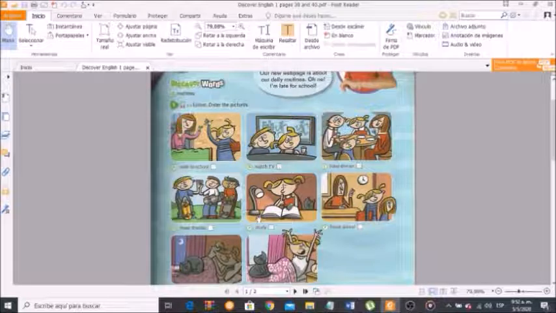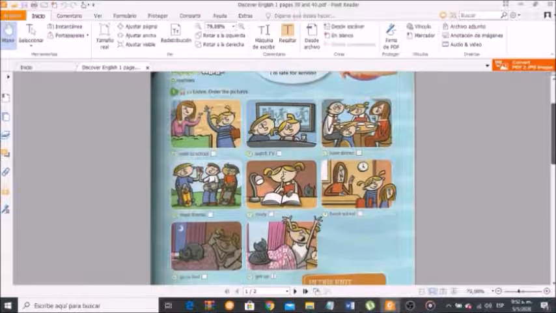Picture E, study. Picture F, finish school. Picture G, go to bed. And picture H, get up. Okay, very good. And I have a question for you. Tengo una pregunta para ustedes. ¿Qué representan estas imágenes?